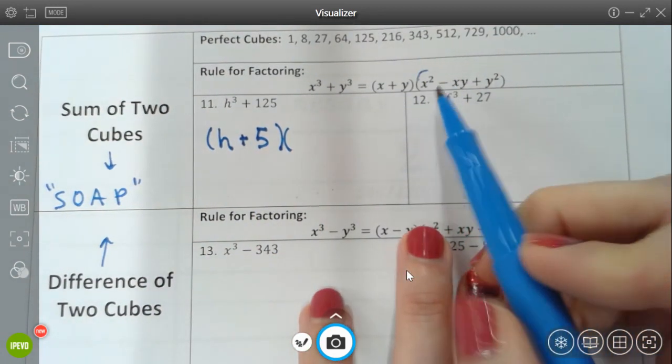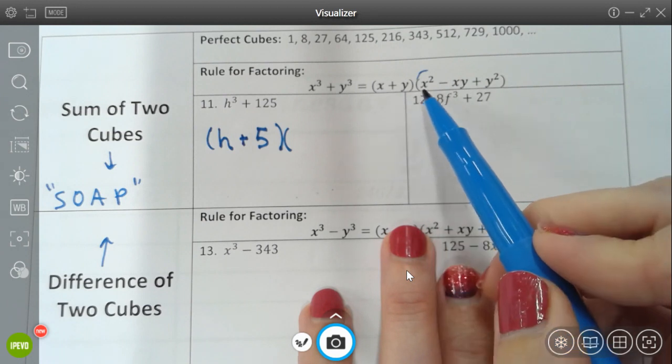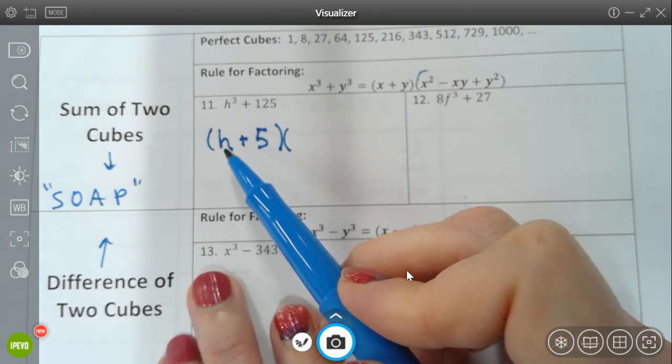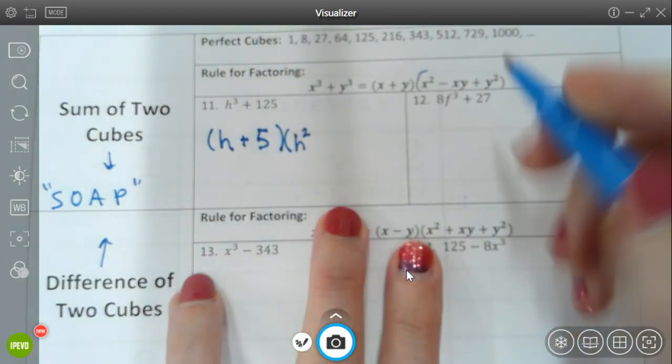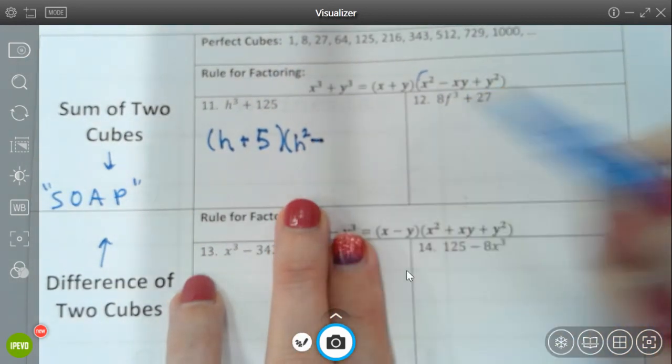Now here it's telling you to take whatever that cube root was and square it. So whatever value you put in your parentheses first here, you're going to square that. So this is going to become h squared. Then I do the opposite sign.